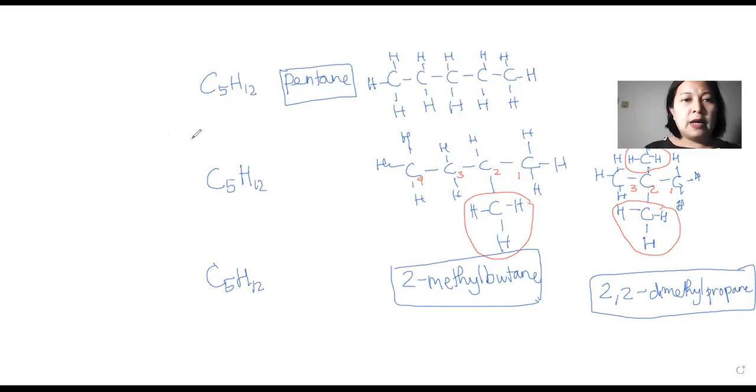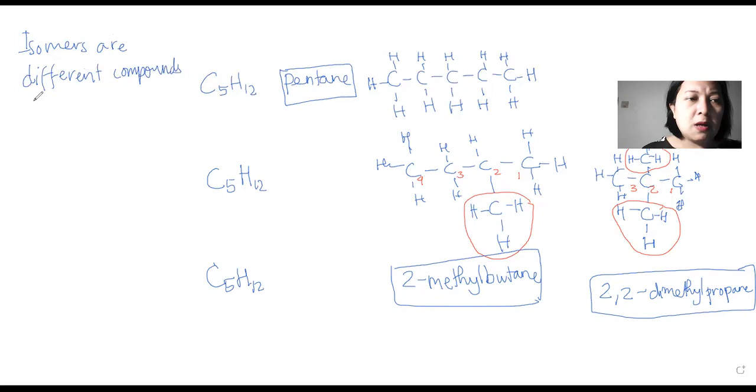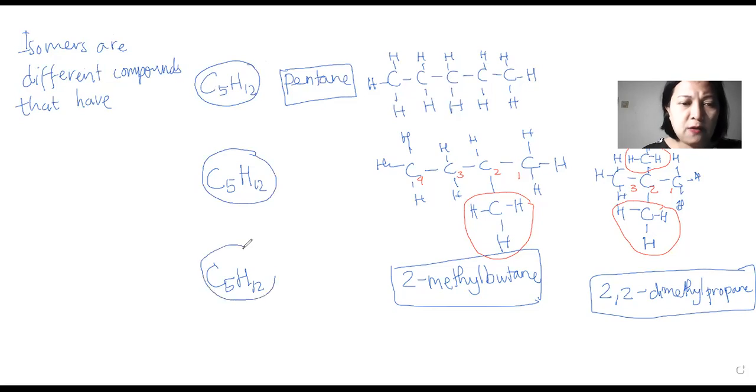Now these are different compounds, different structure, but they all have the same molecular formula. This is what we call isomers. Isomers are different compounds that have the same molecular formula. All 3 of them have the same molecular formula, which is C5H12.